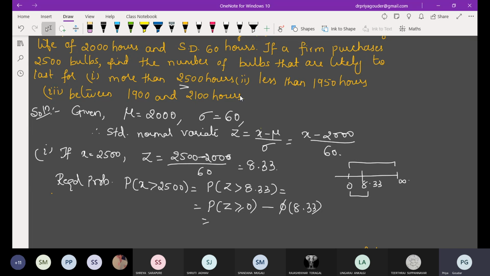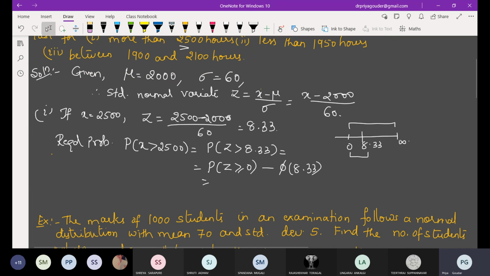Hope the concept is clear. We have solved a similar example. Let's see what value we'll get. This is 0.5 minus phi of 8.33. You know how to get it. Take the calculator. 0.5.